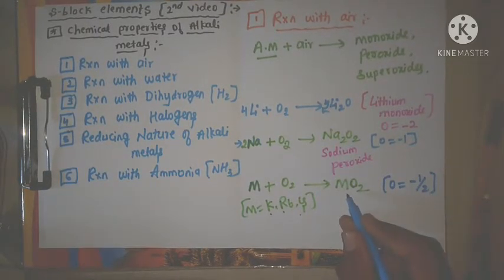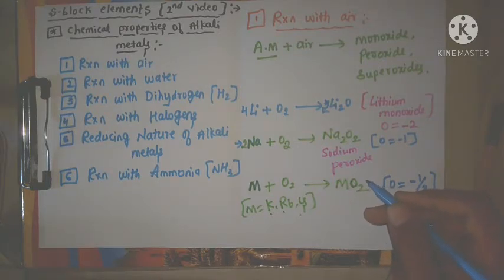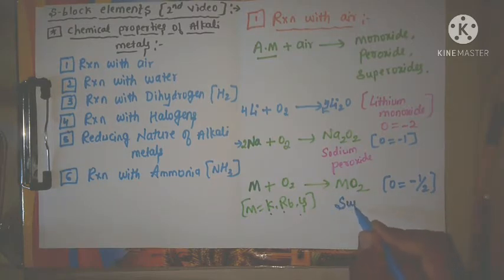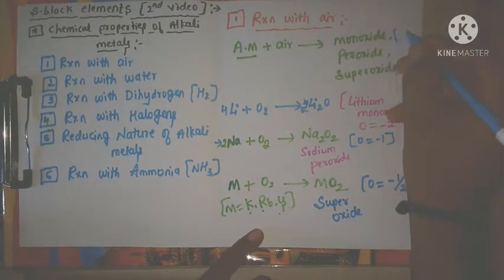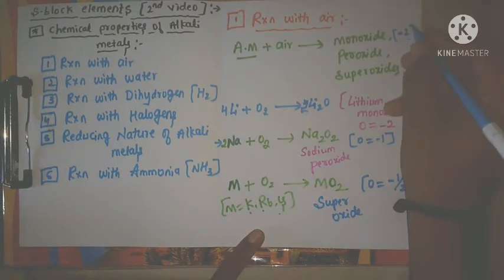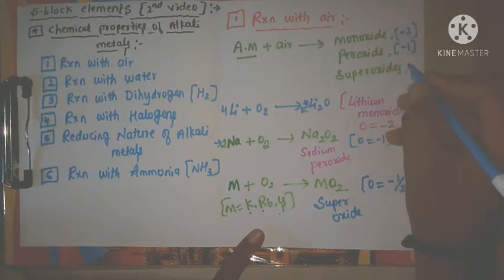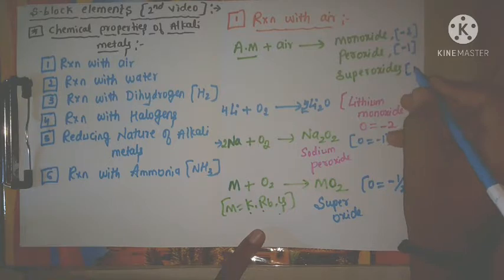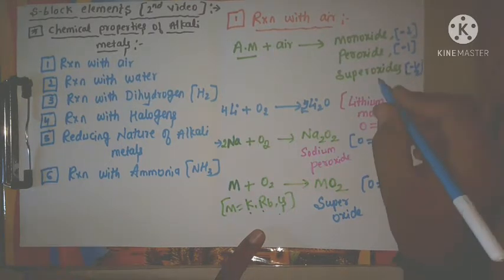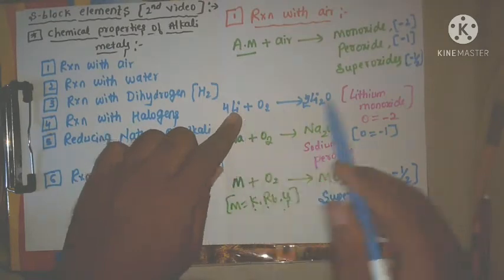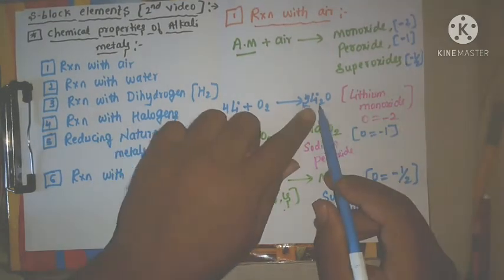We already know how to calculate the oxidation number; in the redox reaction chapter we studied this concept. Here oxygen's oxidation number is -1/2, therefore it is called superoxide. If the oxidation state of oxygen is -2, it is called monoxide. When it is -1, it is called peroxide. If it is -1/2, it is called superoxide. Here for lithium, the oxidation number is -2, therefore it is lithium monoxide.